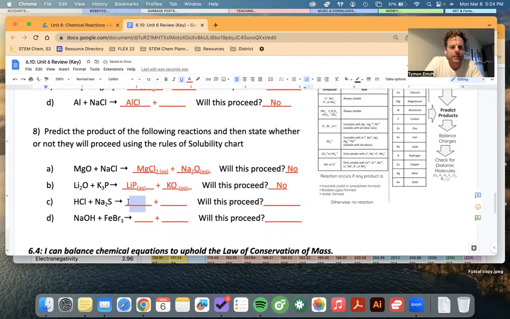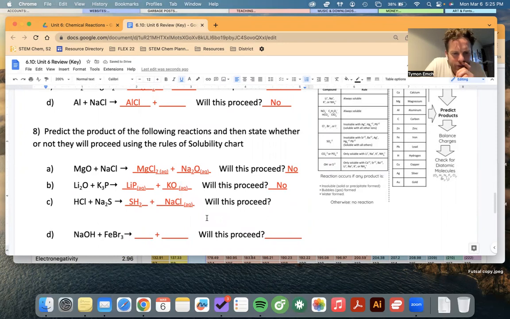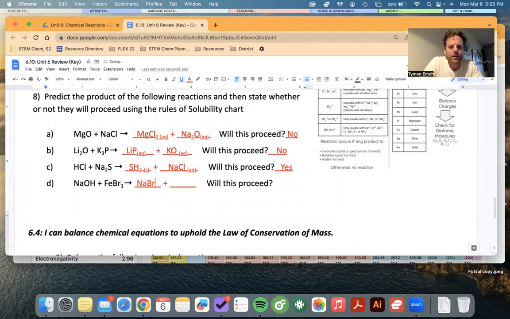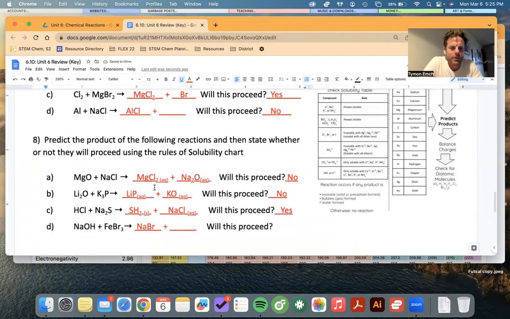Let's see what we have over here. On this one, I'm going to have HS, technically it's SH2, and NaCl. Now NaCl, that sodium right there is going to make this aqueous. But let's see if I have SH2. S is only soluble with these, and H is not one of them. So that means it is going to be a solid. And that means, yes, it will proceed. And over here, I have NaBr, NaBr. Na is always soluble, no help.